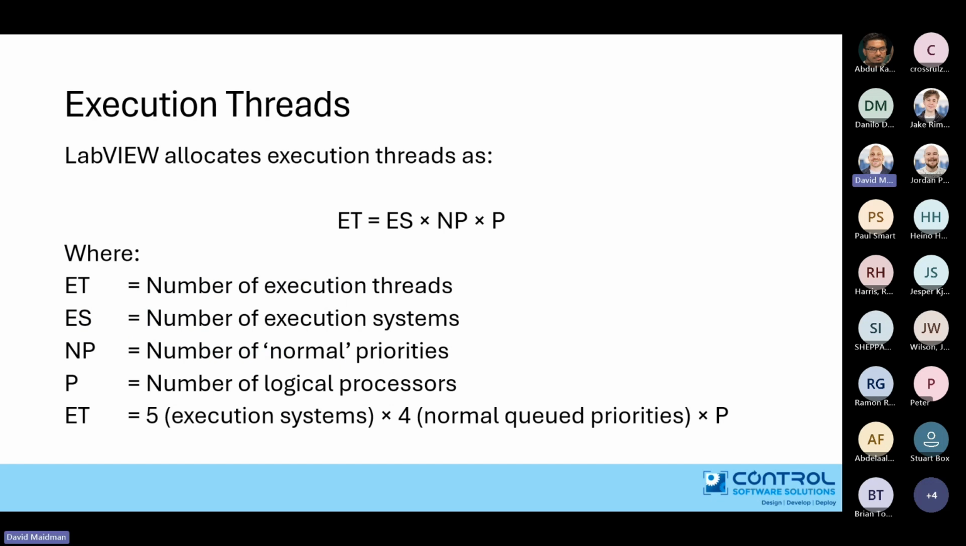So LabVIEW allocates execution threads, and if we're thinking about how many threads we're going to create, we can use this little guidance here. So we've got execution threads equals number of execution systems times the number of normal priorities times the number of logical processors. Okay, so we know we've got 5 execution systems and we've got 4 normal priorities, and then we can multiply that by the number of logical processors.